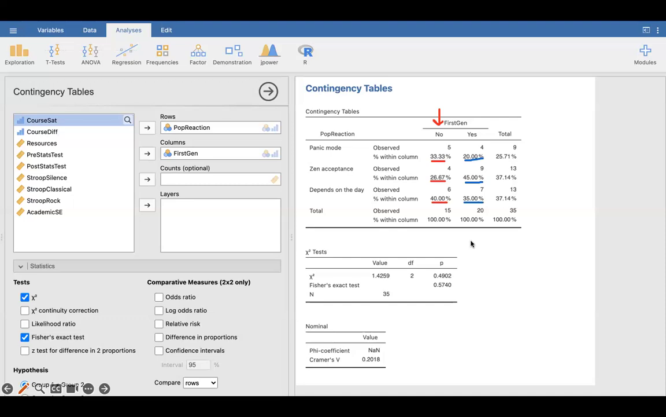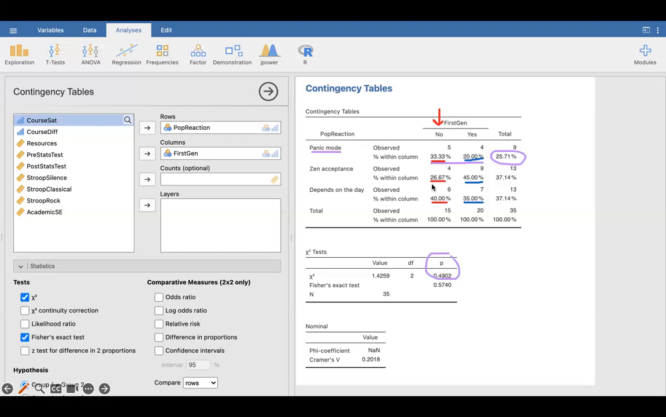Now, what we're really looking at is we're trying to compare these groups. We're comparing the no versus yes across these different pop reaction groups. So the percentage that fell into panic mode is 25.71 overall. And so you can see that that falls between these two percentages. It's a little bit different, but it's not that different. And it's such a small sample that that difference ends up not being meaningful. We can see that because our p-value is so large.